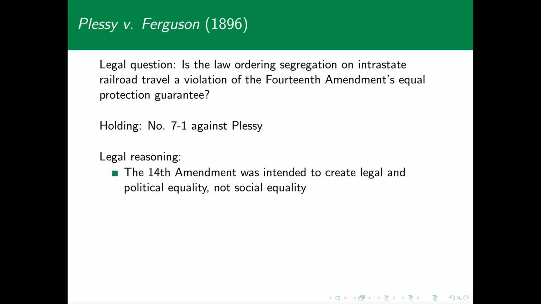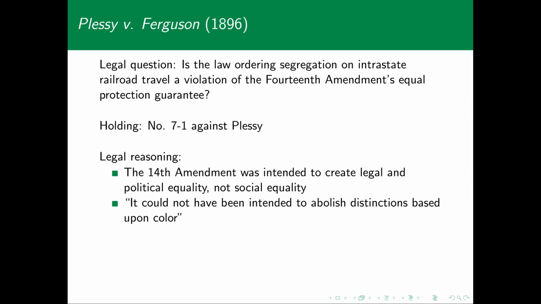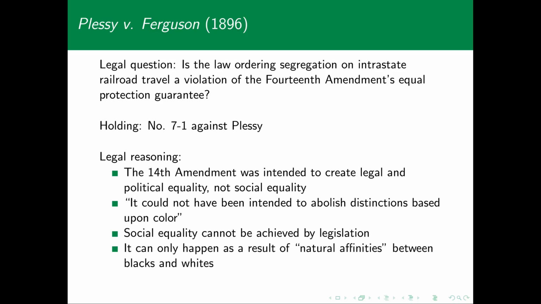The court writes it could not have been intended to abolish distinctions based upon color. So they're saying the 14th Amendment wasn't ratified to blur the lines between the races. That's not what it was intended to do. It was intended to say, hey, everybody's equal in the eyes of the law. Social equality cannot, they believe, be achieved by legislation. That is not what government is for. It can only happen, they say, as a result of the natural affinities between blacks and whites.